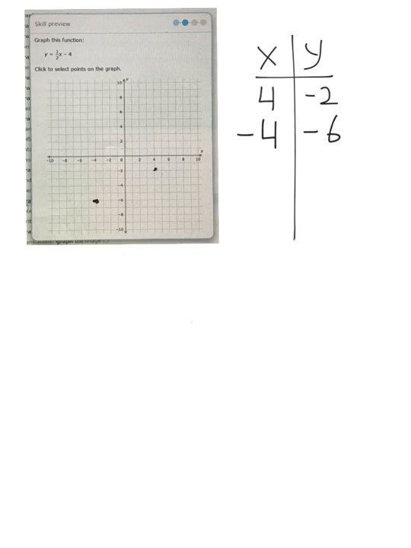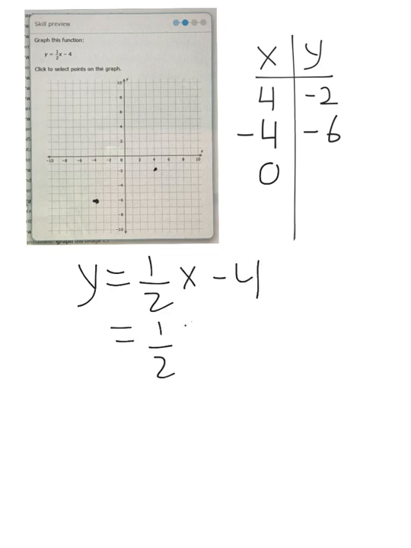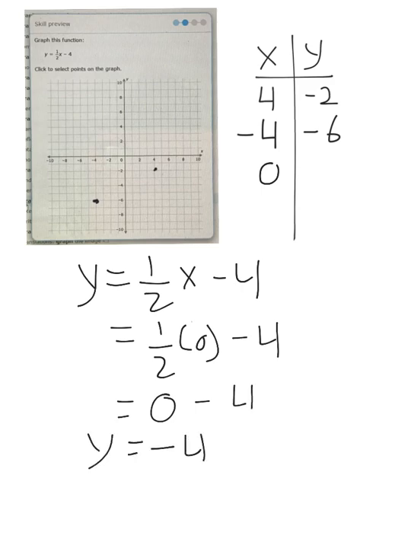I made some more space. Let's try, how about x equals 0? y equals 1/2 times x minus 4. 1/2 times 0 minus 4. Obviously, half of 0 is still 0. Minus 4. So y equals 0 minus 4, which is -4. So 0 and -4. Oh, I think I see a line forming here.